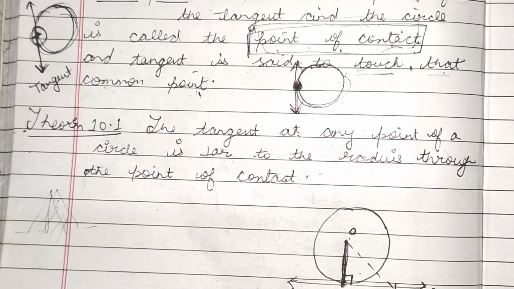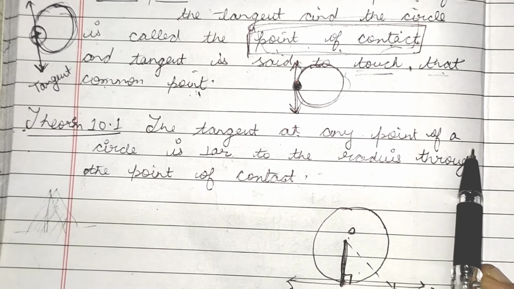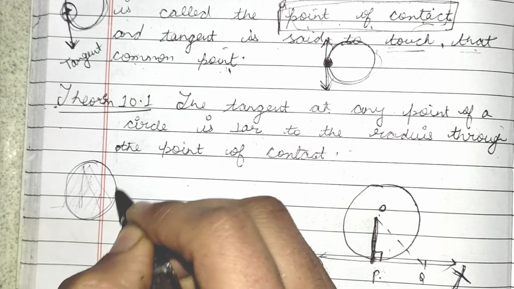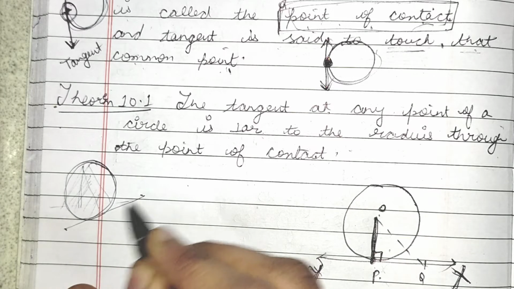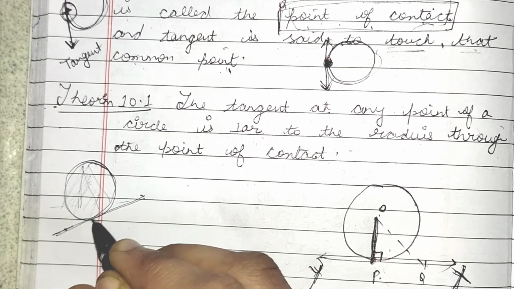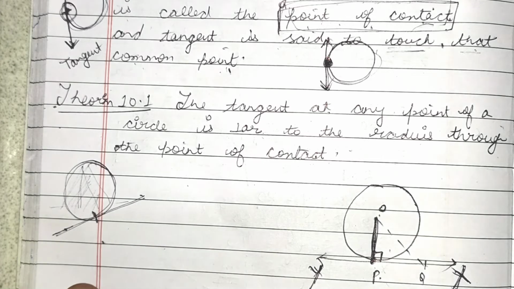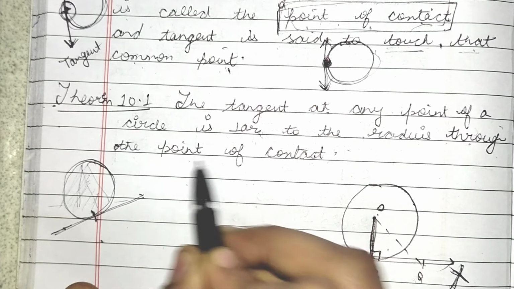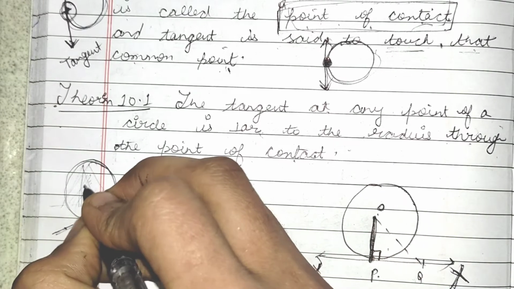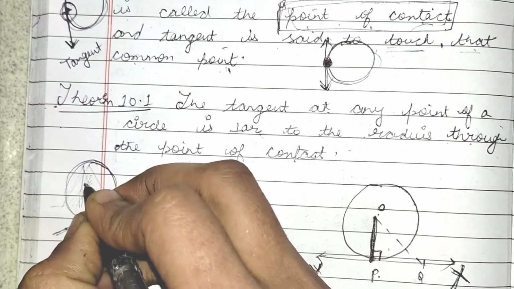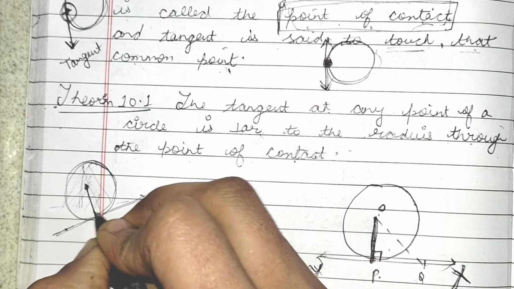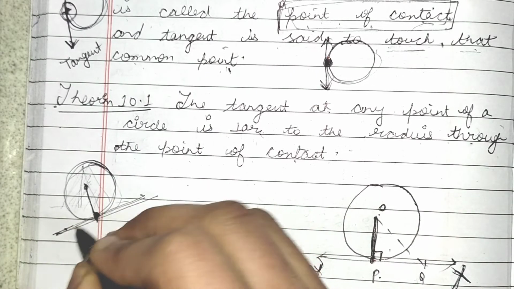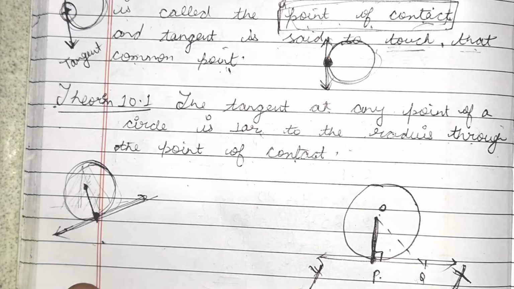So what does it say next? The tangent at any point of a circle: if there is any circle and any tangent, tangent means it is going to touch the circle at only a single point, is perpendicular to the radius through the point of contact. You know what a radius is. The radius is this, and the point of contact is this, where both the circle and the tangent are touching each other.